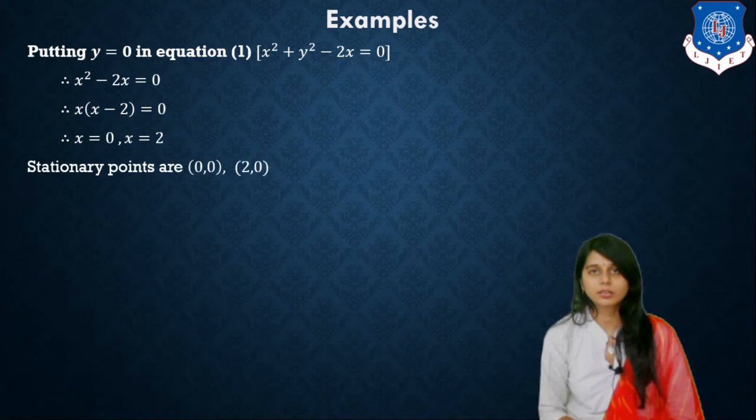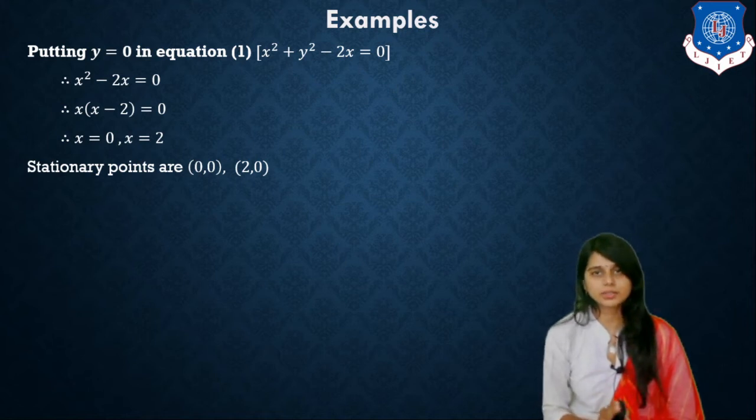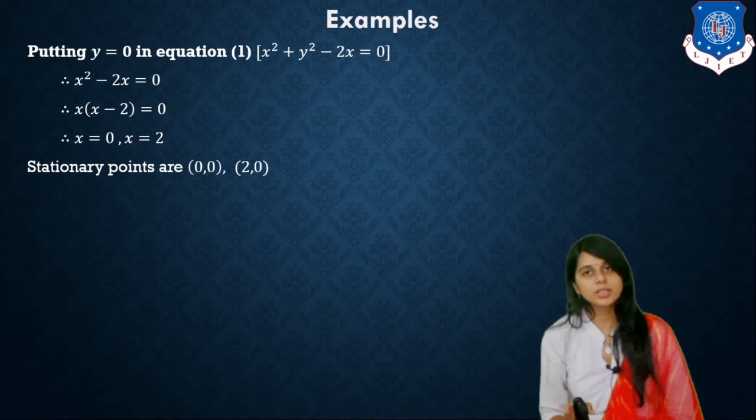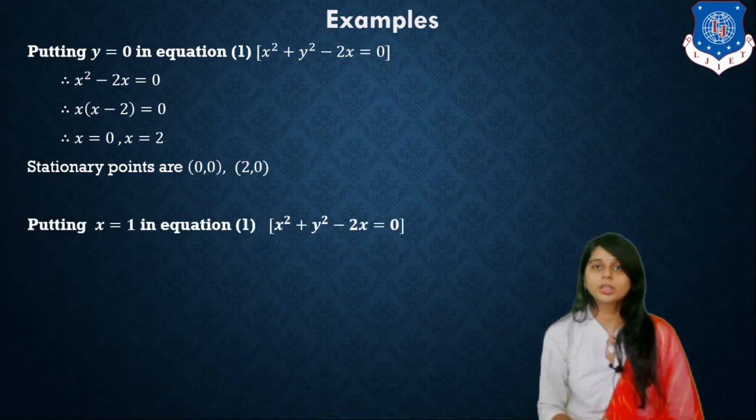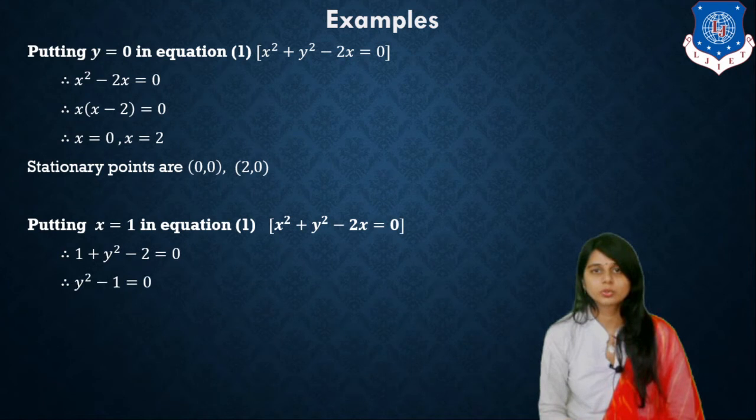Stationary points: if we take y equal to 0, then two values are stationary points. One is (0, 0), when y is 0, x is 0. When y is 0, x is 2. These are two possibilities of stationary points. Again, putting x equal to 1 in the equation x square plus y square minus 2x equal to 0, we get 1 plus y square minus 2, so y square equals 1, so y equal to 1 and y equal to minus 1.